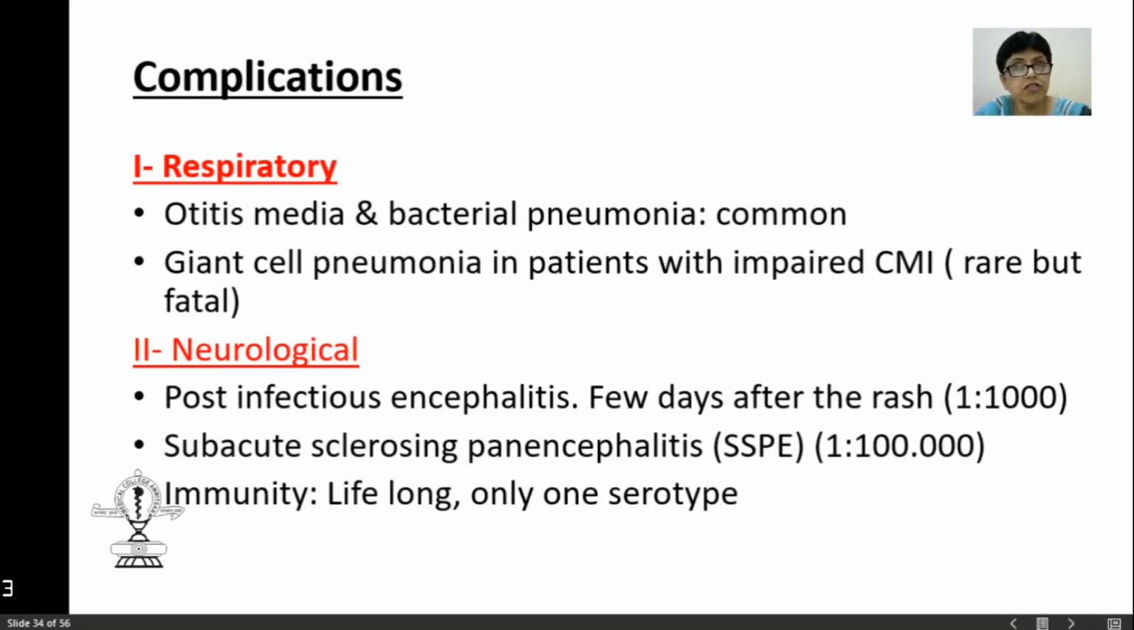This is supposed to be due to some kind of a remnant persistent infection in the brain, which is continuing to replicate very slowly, a kind of a very slow viral disease which takes around 8 to 15 years, and then there is a progressive demyelination which may claim a life within 3 to 4 years.